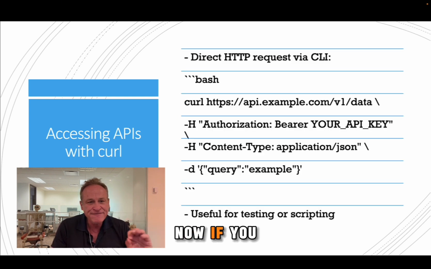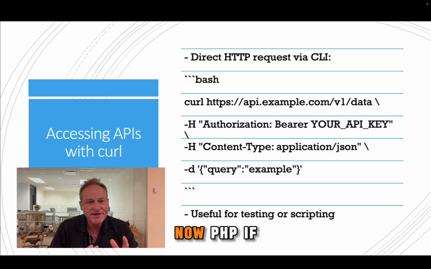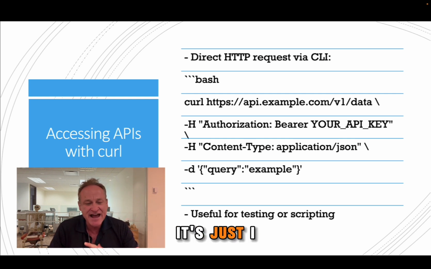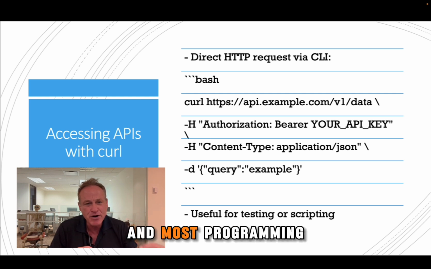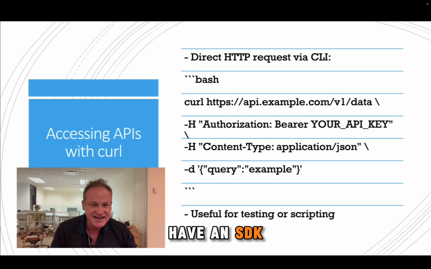Now, if you do not have an SDK, you use a thing called curl. One of my favorite programming languages is PHP. In PHP, if there's not an SDK, you can always use curl. In a lot of cases, I find it just easier to use curl. Curl is a command line interface, and most programming languages have a way to get to the command line, so you would be able to run your API calls that way. The other thing you can do with curl is test your APIs from the command line. So you either have an SDK, or you can use curl, where you're accessing the API from the command line.